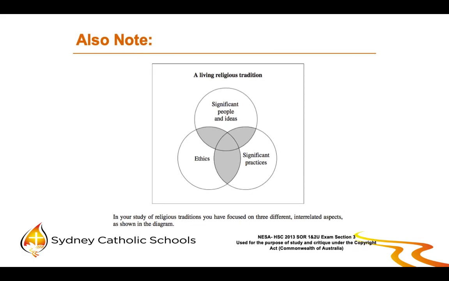In case you missed the fact that you have to see religion as being an interrelated system, in 2013, the then Board of Studies New South Wales had this question in section 3 of the paper. It shows that the living religious tradition is where the overlap of significant people and ideas, significant practices, and ethics intersect. For example, with baptism as your significant practice, how does baptism intersect with Paul of Tarsus or John the 23rd, and how do those things intersect with, say, bioethics?